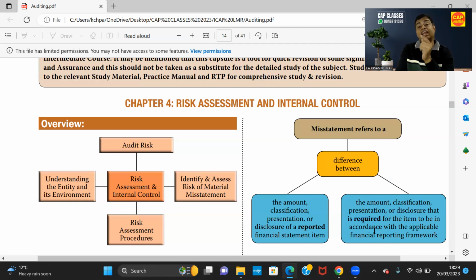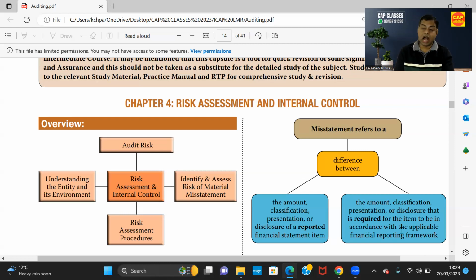For the item to be in accordance with applicable financial reporting framework. What is in accordance with applicable financial reporting framework? That means as per Companies Act Schedule 3, if it is a company, as per accounting standard, if it is applicable. Okay. So now you are thinking of how this particular item should be shown as per accounting standard. How this particular item should be shown as per Schedule 3 requirement. What is the amount to be shown as per financial reporting framework? What is the amount shown in company's financial statements reported?